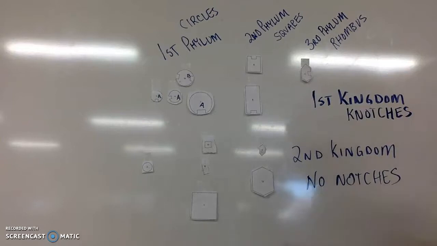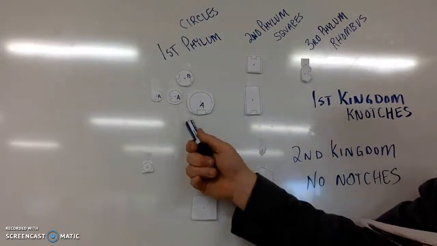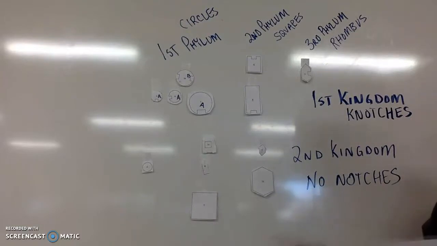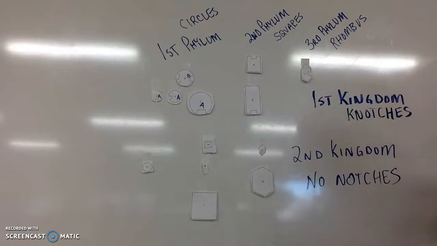If you had to use a name to describe the characteristics common to the first phylum, 3, 4, 7, and 10, what would be a suitable name? I would say that the circles with notches would probably be a suitable name. What name would best describe the second phylum? The squares with notches. And the third phylum? The rhombuses with notches.